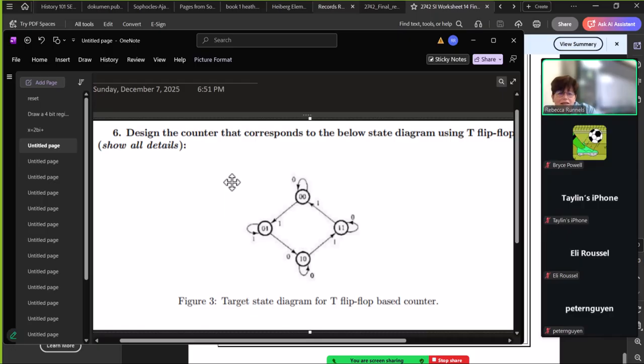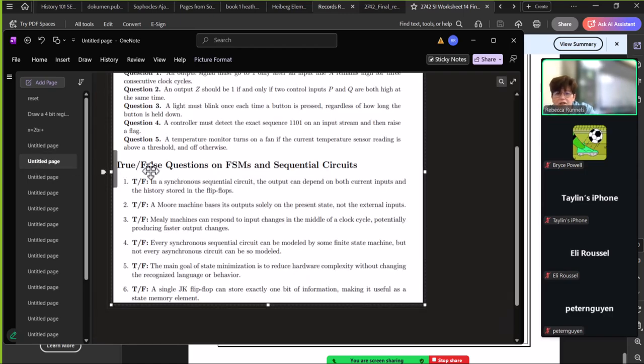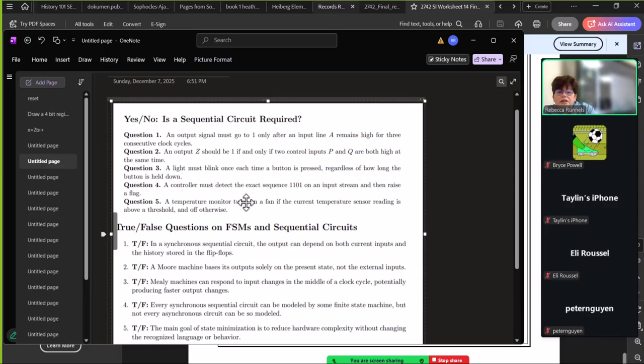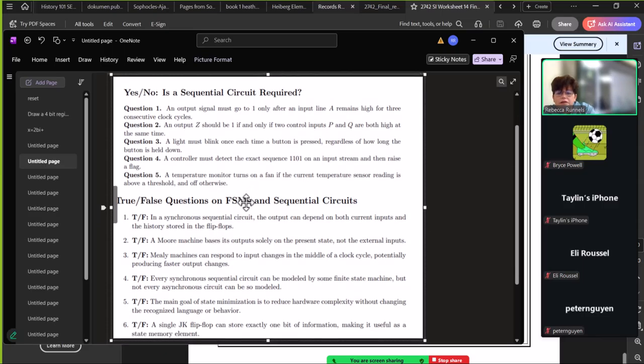Let's see. Now let me see if I know what this one is saying. Design the counter that corresponds to the below state diagram. No, we're not doing that. Okay. Sequential. Oh, okay, this will be good.